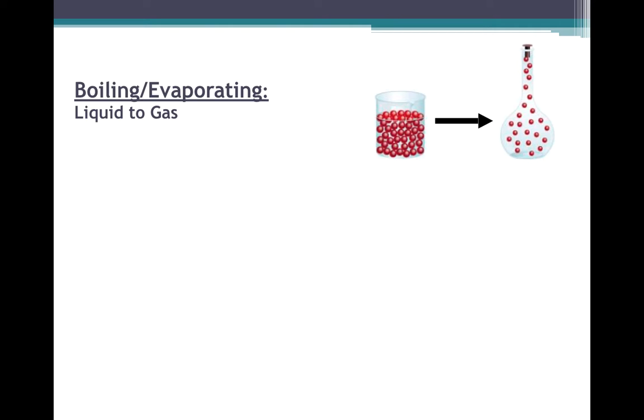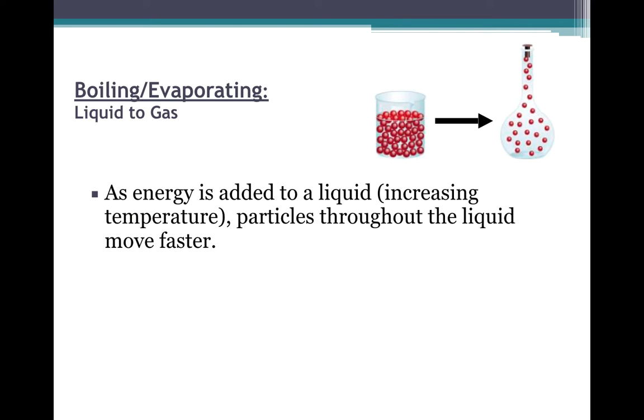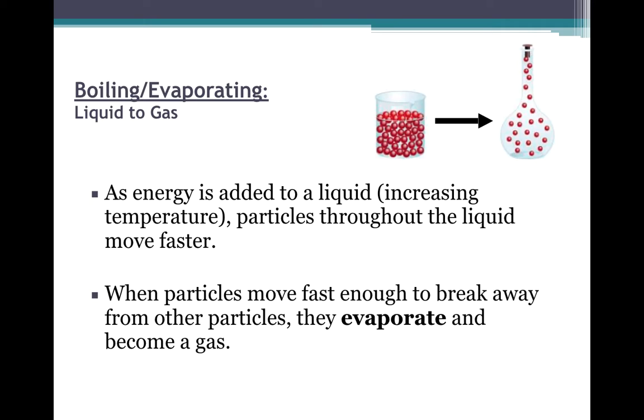Boiling, also known as evaporating, is when a liquid turns into a gas. In this case, energy is added to a liquid by increasing the temperature. This causes the particles in the liquid to move faster. When the particles move fast enough, the attraction between them decreases and they are able to break away from the other particles, evaporating into a gas that has a high amount of energy and is able to spread out.